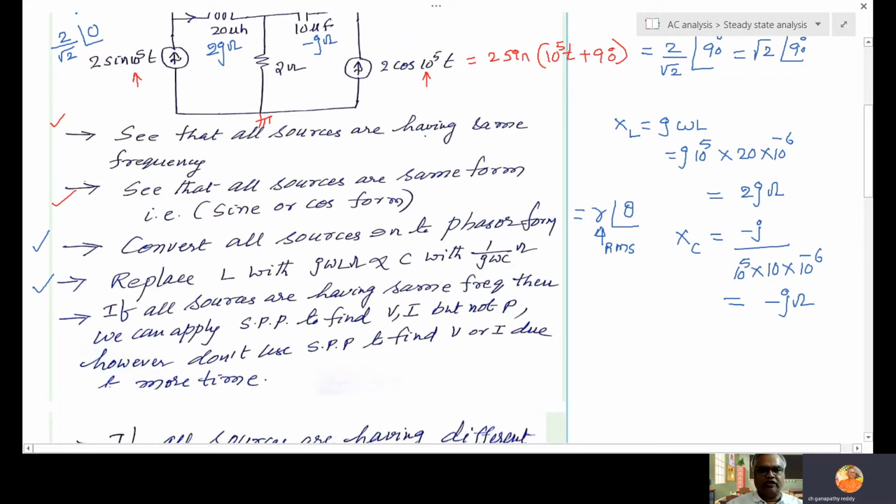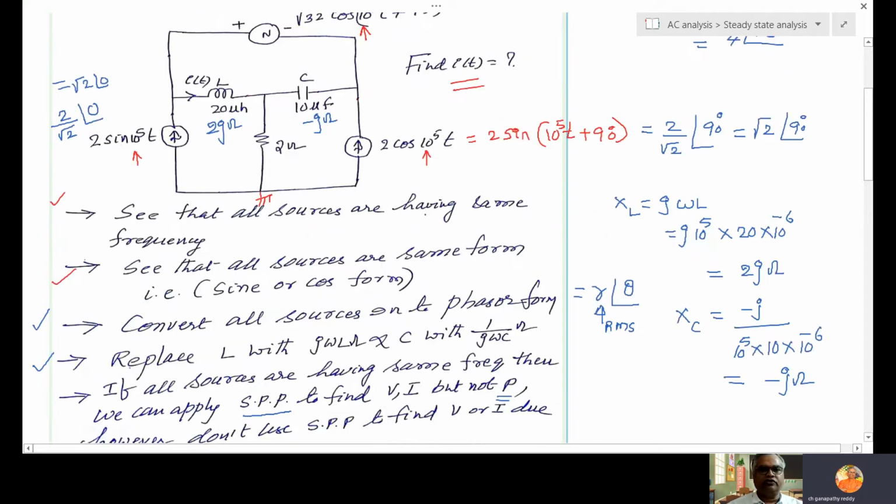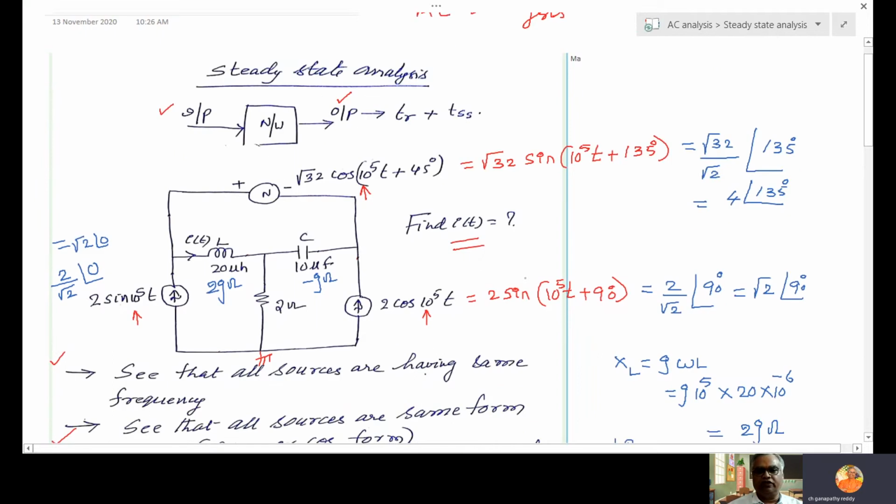If all sources have the same frequency, then we can apply the superposition principle to find voltage and current, but not power. However, don't use the superposition principle to find voltage or current due to more time. I will explain this later. What is the question in this case? Find current I of t.